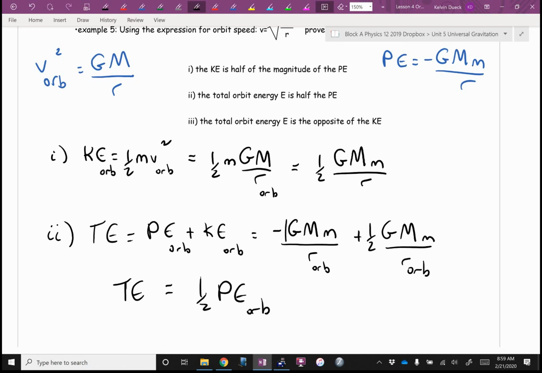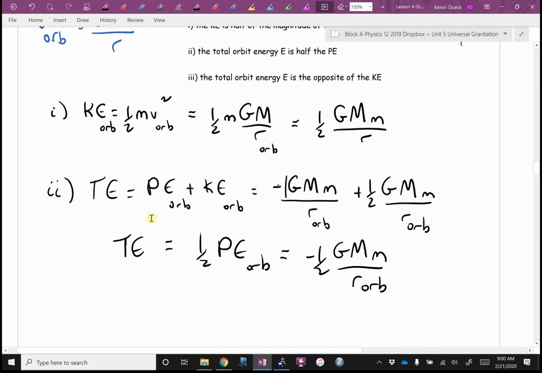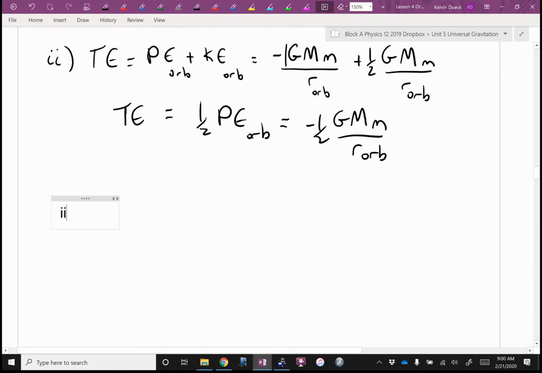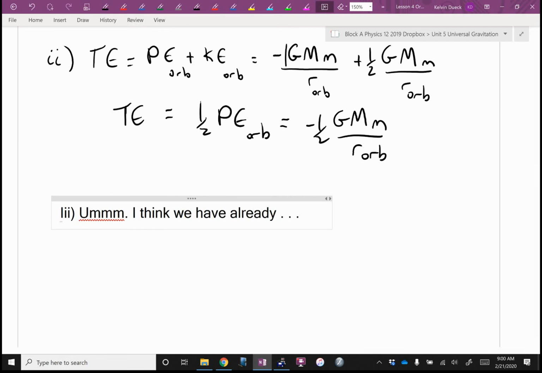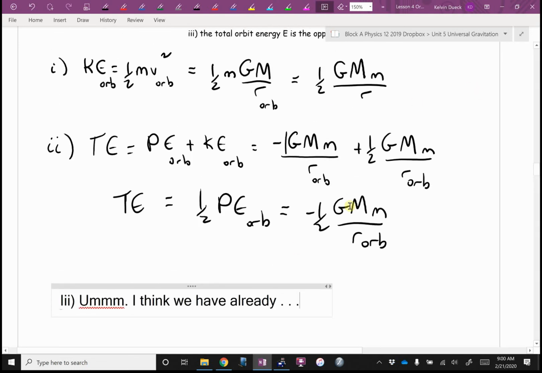What's part three want me to show? Okay, so this ended up being negative 1/2 big G, big M, little m over R orb. What was the kinetic energy? Positive 1/2 big G, big M, little m over R orb. What did this want me to prove? Show that the total orbit energy is the same. I think we kind of proved it.